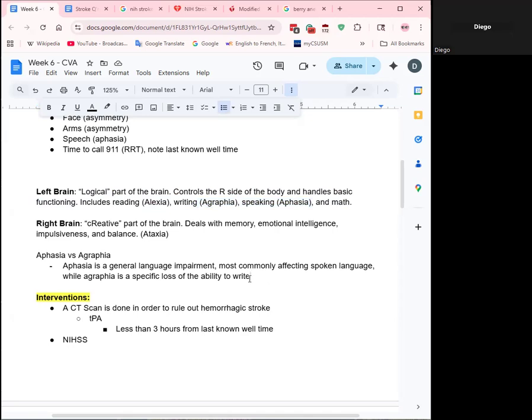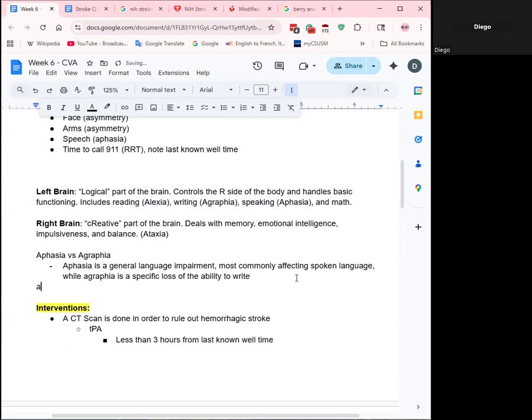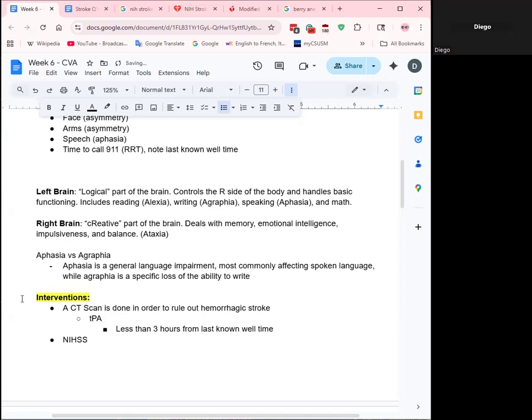So there's also aphasia and there's dysphagia as well. Aphasia is difficulty being able to speak. Dysarthria would be difficulty speaking due to a muscle weakness or the like. So not because they're unable to form the words, but because they're unable to move the muscles.